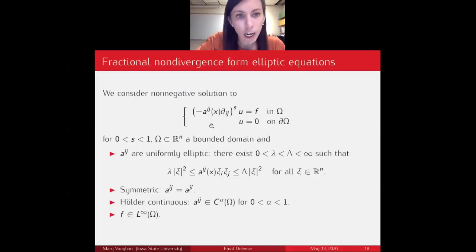So we're interested in non-negative solutions to this fractional Poisson problem, where we have fractional powers of the non-divergence form operator of u equals f in a bounded domain omega with u equals 0 on the boundary. s will always be between 0 and 1. We will assume the aij's are uniformly elliptic, meaning that there exist little lambda and capital lambda such that this condition holds. We also assume they're symmetric. And for reasons that we will see momentarily, we will also additionally assume that they are Hölder continuous, and that the right-hand side, f, is bounded in omega.